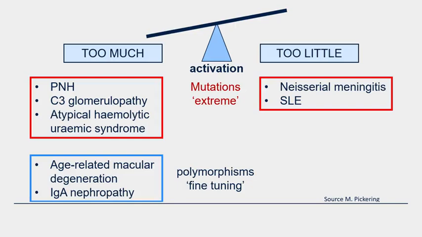Importantly, we now know that ostensibly subtle variation in complement regulation, which is mediated by polymorphisms within complement regulator genes, influences susceptibility to common disease. Examples include the strong association between susceptibility to age-related macular degeneration, the commonest cause of acquired blindness in the developed world, and polymorphisms within complement proteins. And similarly, polymorphic variation in the complement factor H protein family influences outcome in IgA nephropathy, the commonest glomerulonephritis.